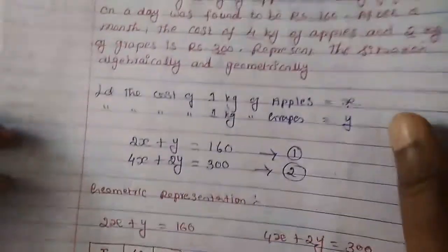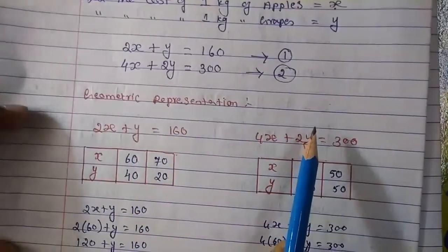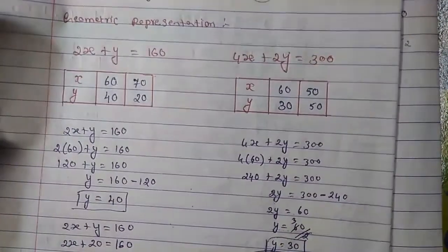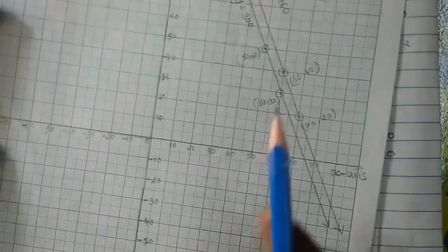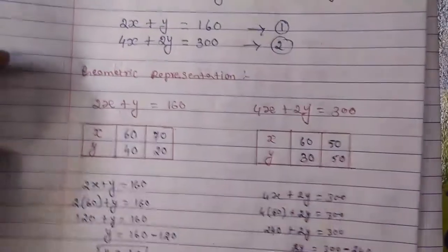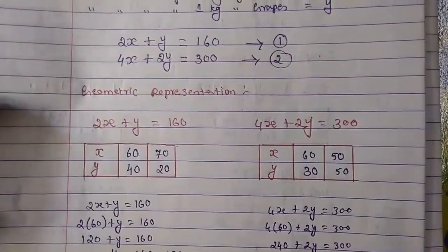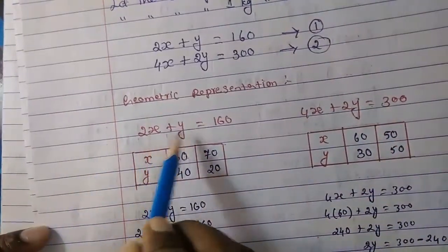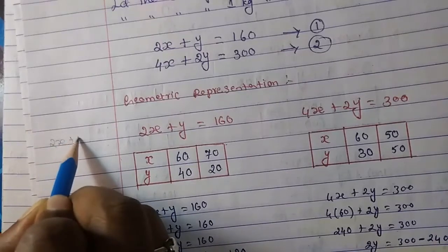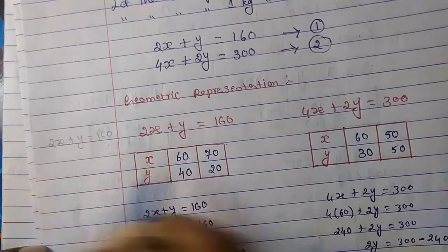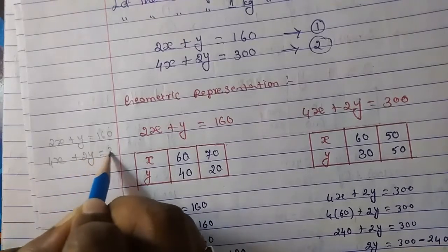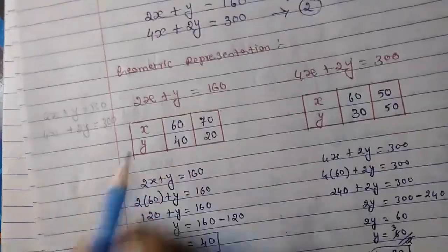I already told you about this third one, when we saw these two equations and plotted the graph, we found the solution and we got parallel lines. Now without plotting the graph, what type of graph are we going to get just by looking at the equations? So let us see this. This is 2x plus y equal to 160 and this is 4x plus 2y equal to 300. So let us compare and see.